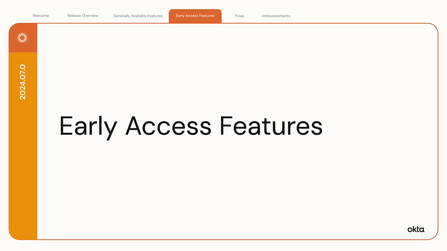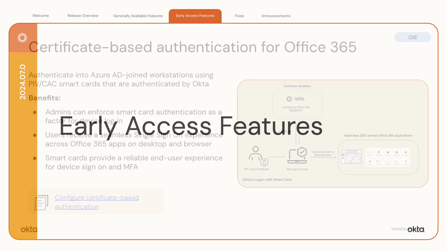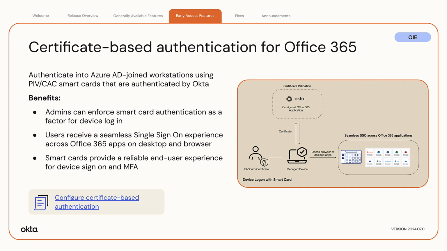Let's wrap up with a look at early access features. Certificate-based authentication for Office 365. Users can authenticate using smart PIV cards to seamlessly access their Windows devices and Office 365 apps.